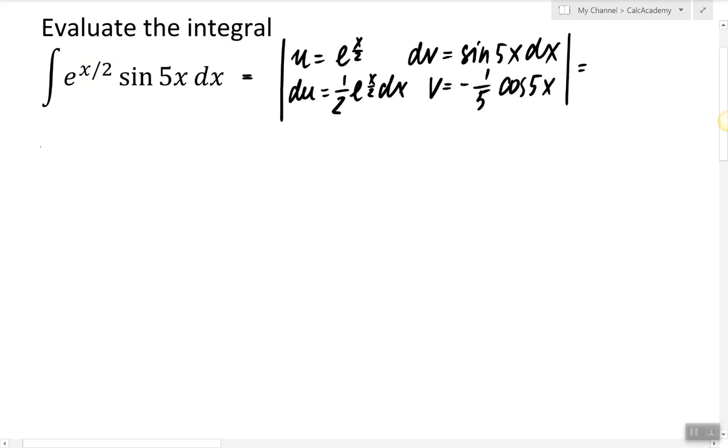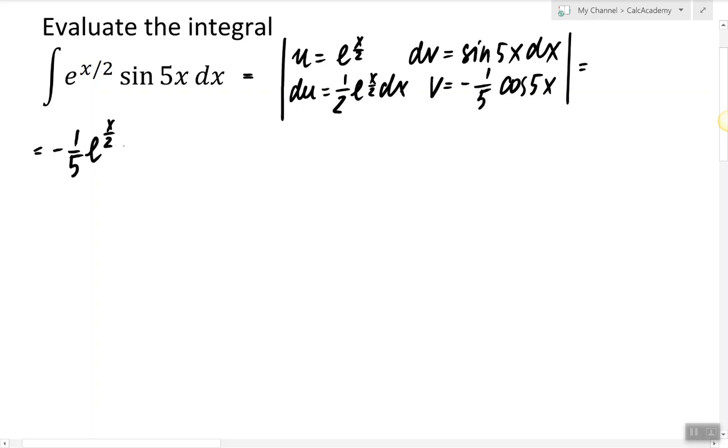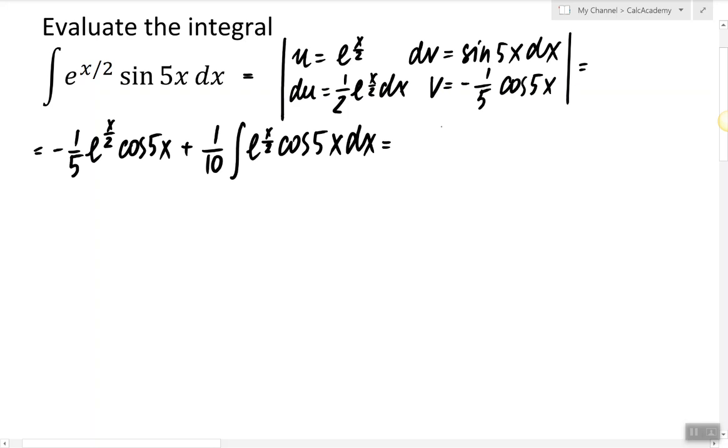So the result of the integration by parts will be negative 1/5 e to the x over 2 cosine 5x plus 1/10 integral e to the x over 2 cosine 5x dx. And we're going to set up another integration by parts.